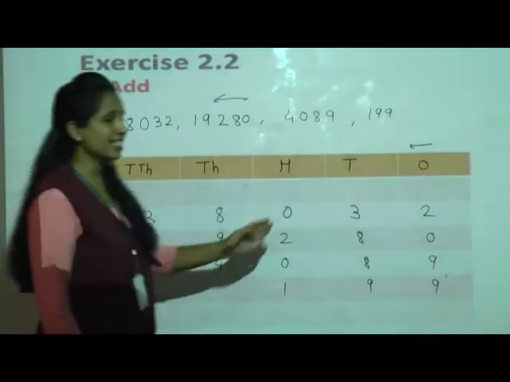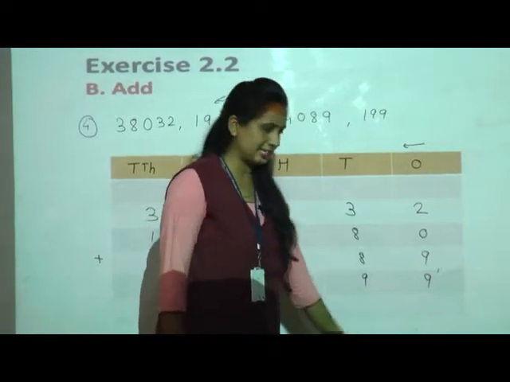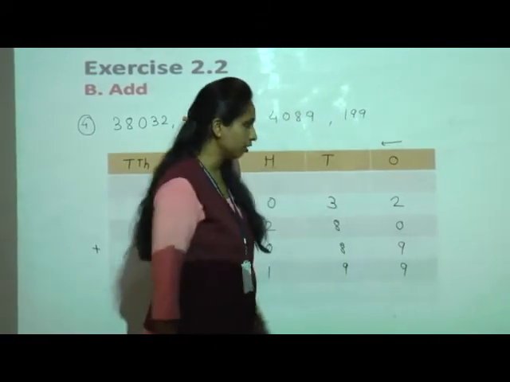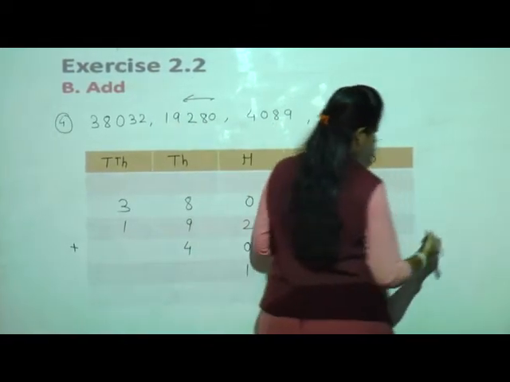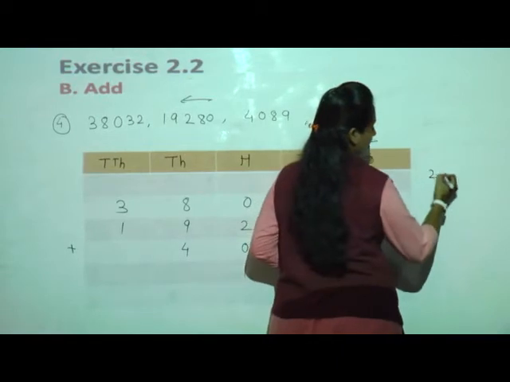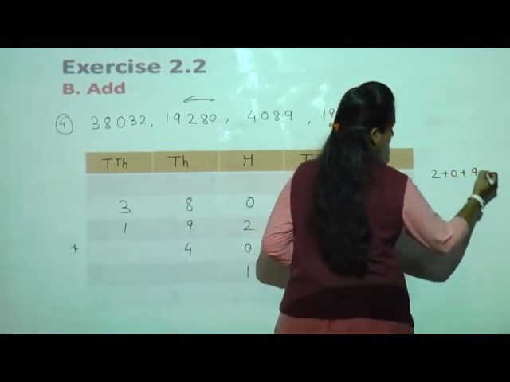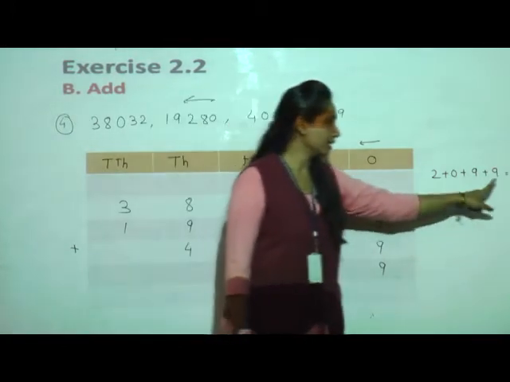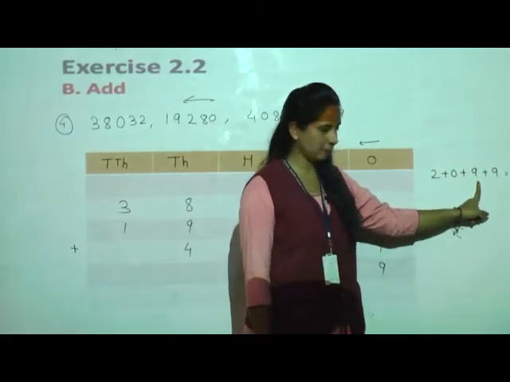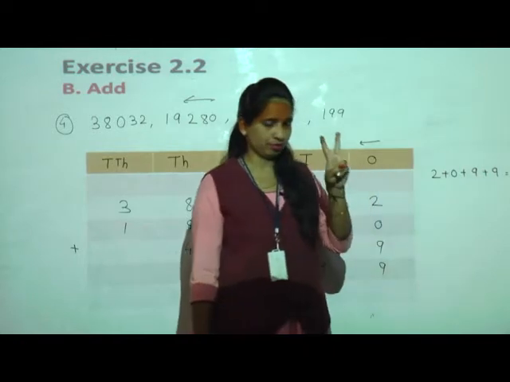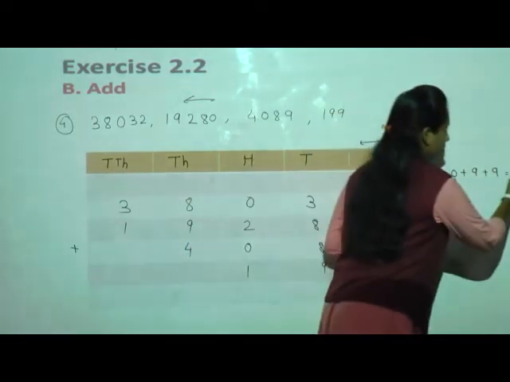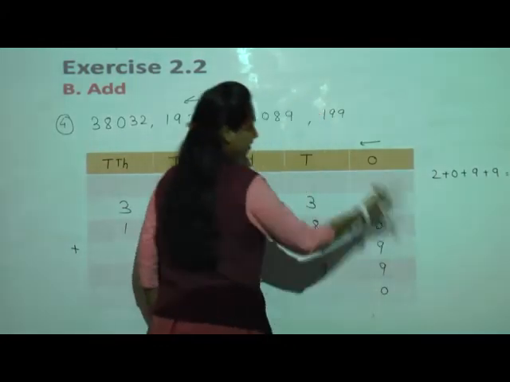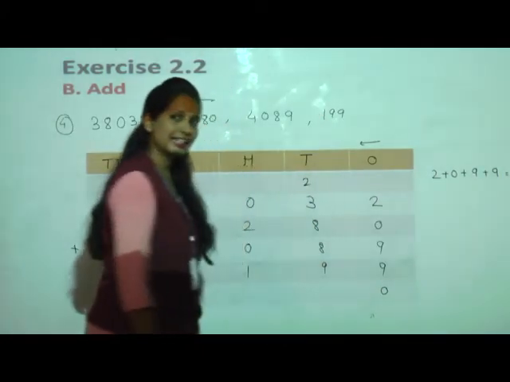Now we always start addition from the ones place. What is there on the ones place? See students, if numbers are more, you just do the rough work. Write all these numbers together, that is 2 plus 0 plus 9 plus 9. Now see what we get. 9 plus 9 is 18. 18 plus 2 is 20. So 0 will be written on the ones place and 2 will be carried to the tens place.